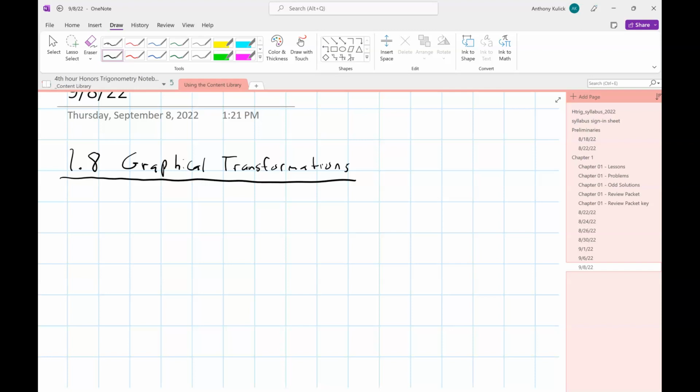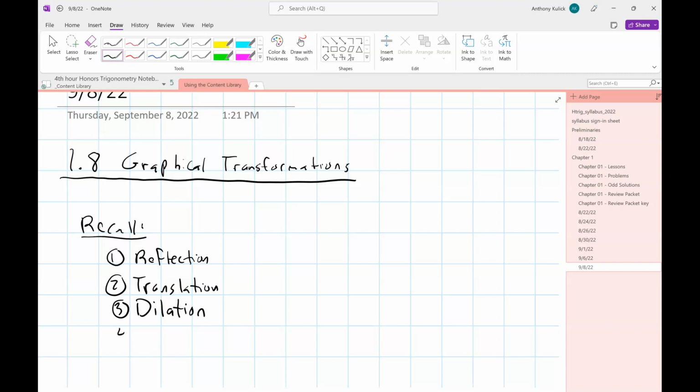All right. Graphical transformations. Okay. Let's remember all the way back to geometry. What are the 4 types of transformations? Reflection, translation. Okay. What's the technical term for a stretch? Expansion. Dilation. Good. Rotation. And rotation is the 3rd, or 4th.